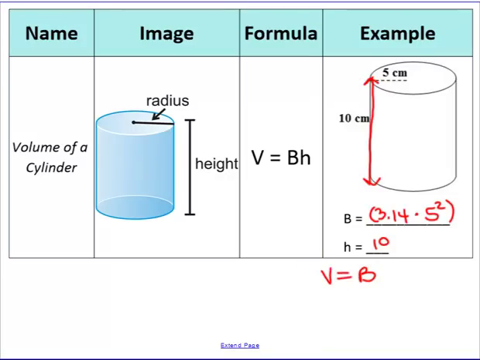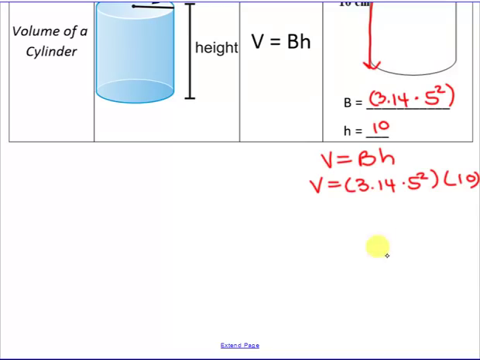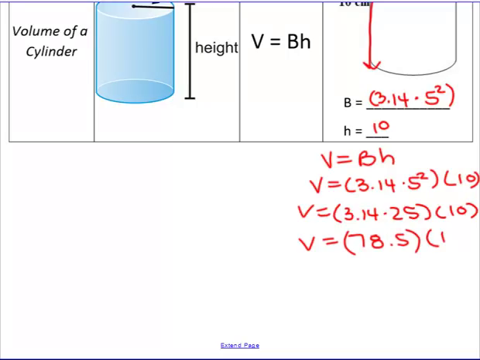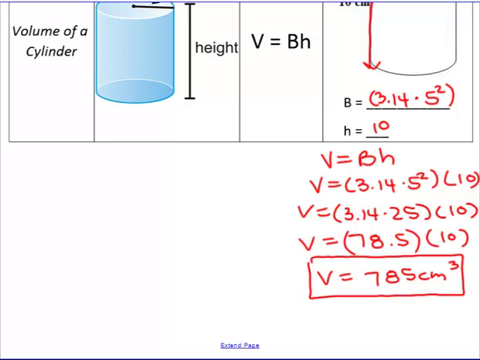So volume equals big B times H. Volume equals 3.14 times 5 squared times 10. All right, so I'm going to simplify the 5 to the second power first. So 25 times 10. Now we're going to do 3.14 times 25, and that's going to be 78.5. And now we're going to multiply it times the height of the entire prism, which is 10, and that's going to give us 785 centimeters cubed. Remember, when you're working with volume, you're always working in cubic units.